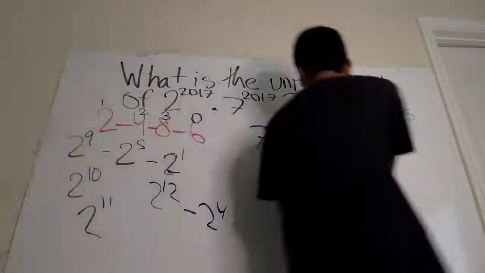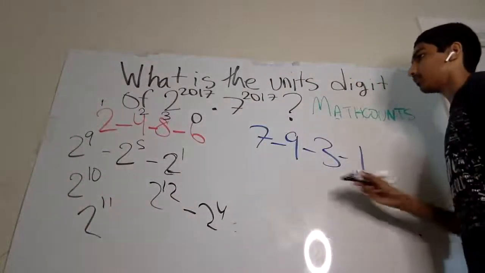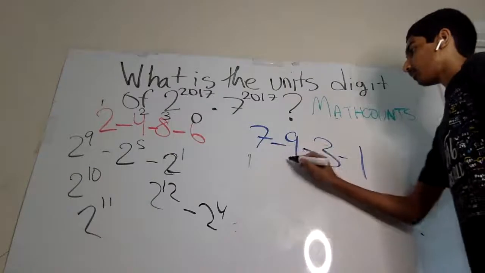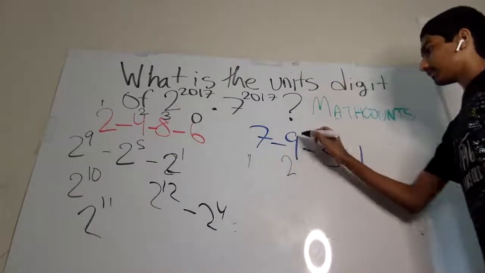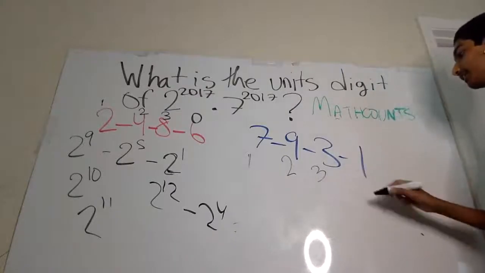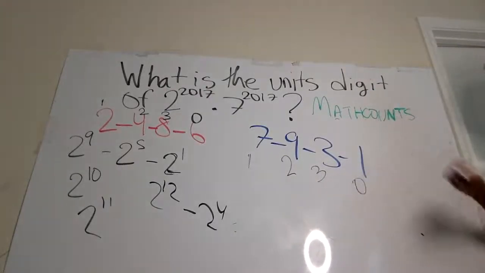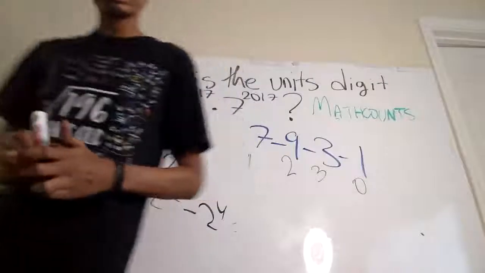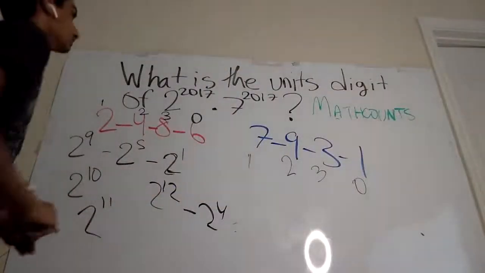And using the same logic, it's the same thing for 7, 9, 3, and 1. So 7 would have a remainder of 1. The 9 should have a remainder of 2. When you get a remainder of 3, it would be a 3 at the end. And when you get a remainder of 0, it will have a 1. So now using this fact, we can actually solve the problem.